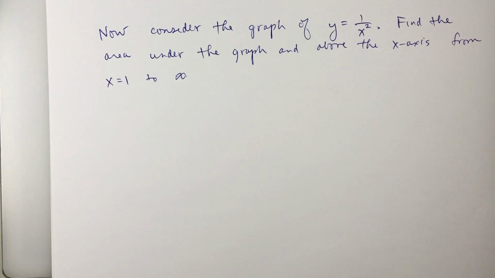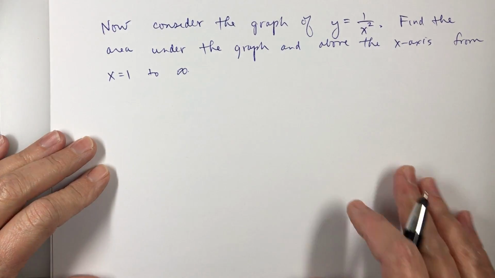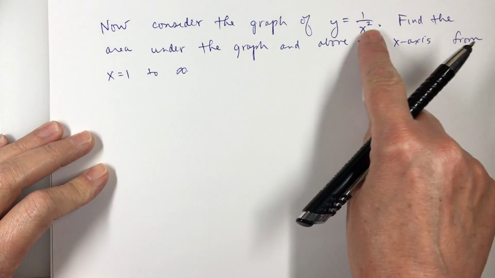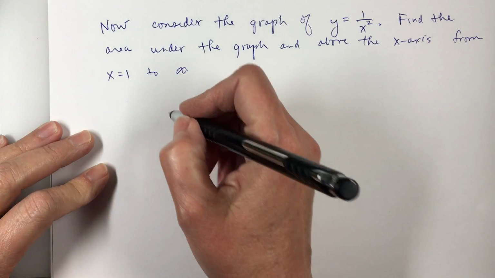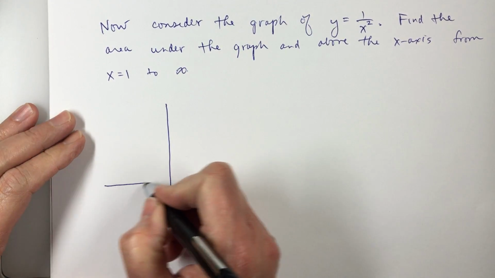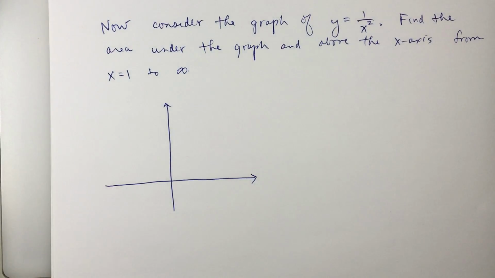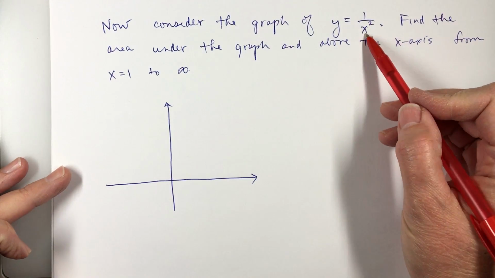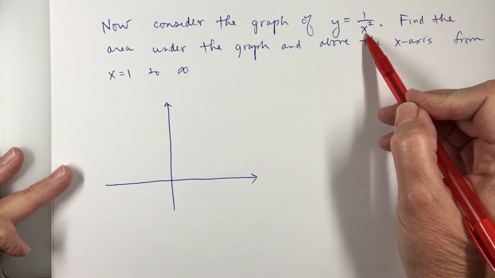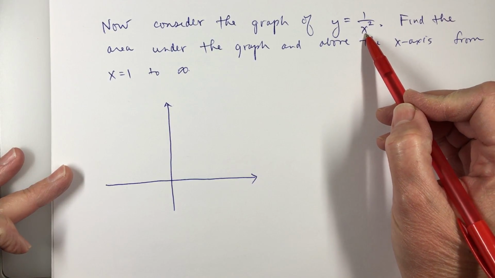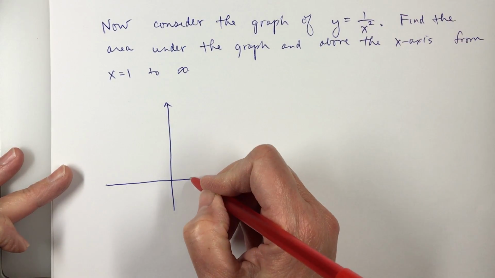Okay. So now here's another problem where we're going to find the area under the graph of y equals 1 over x squared from x equals 1 to infinity. Again, I'm going to remind you of what this graph looks like. If you plug in 1, y equals 1 over 1 squared, so you're going to get 1.